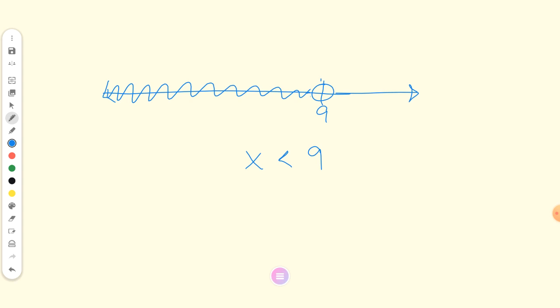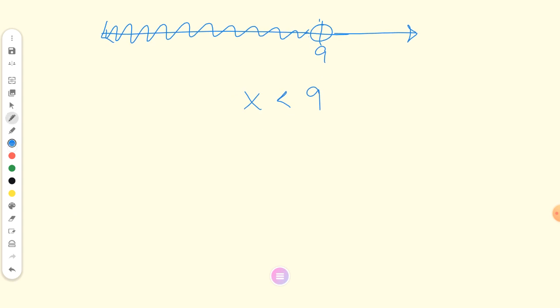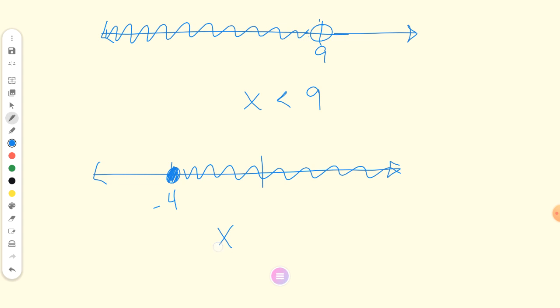Help me. Where does my dot go? At the 4. Negative 4. Okay. So I'm gonna put open or closed? Closed. Okay. And which way are we shading? To the right. Okay, so that one says x is greater than or equal to -4. Is that what it's supposed to say?